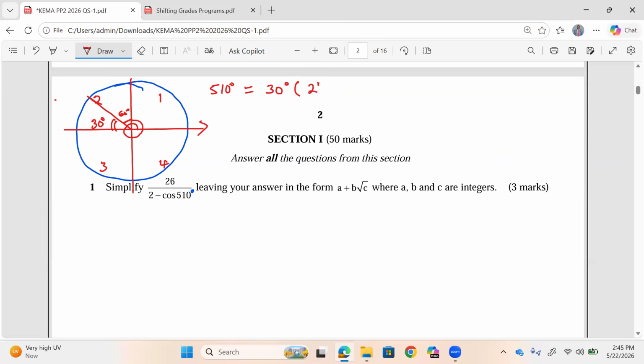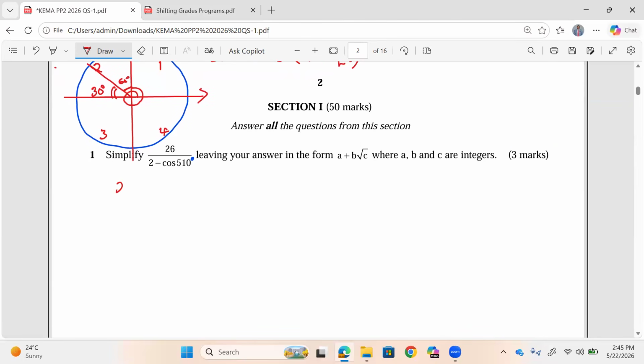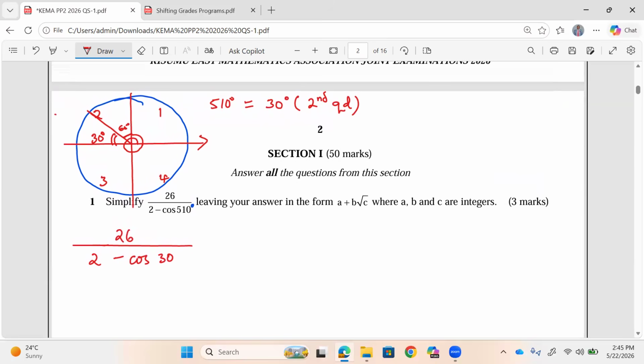And this is 30 degrees in the second quadrant. 30 degrees in the second quadrant corresponds to 510 degrees. Therefore, we're supposed now to know that this question is 26 out of 2 minus the cosine of 30 degrees, and 30 degrees is in the second quadrant. It's very key for you to understand the quadrant where this particular angle lies.